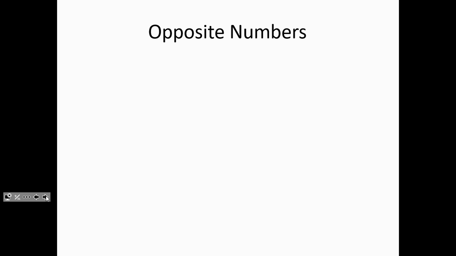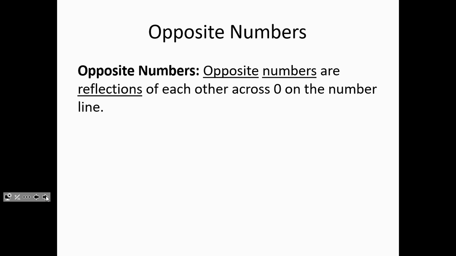Okay, next, opposite numbers. So in the idea of positives and negatives, opposite numbers are the reflections of each other across 0 on the number line. So again, for example, go ahead and draw this number line, put some hash marks there. The middle one's going to be 0. Now, on one side of 0, we have positive 2. And then on the other side, the same distance from 0, we have negative 2. So these are opposites.